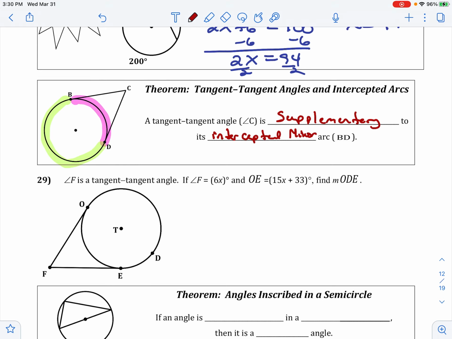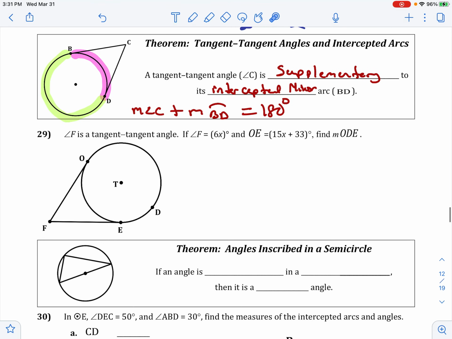Okay, which is actually arc BD. So what that means is the measure of angle C added to the measure of arc BD is always going to equal 180 degrees. And again, that has everything to do with the fact that we have an entire 360 that we're using for the circle. So I'll show you how this works.